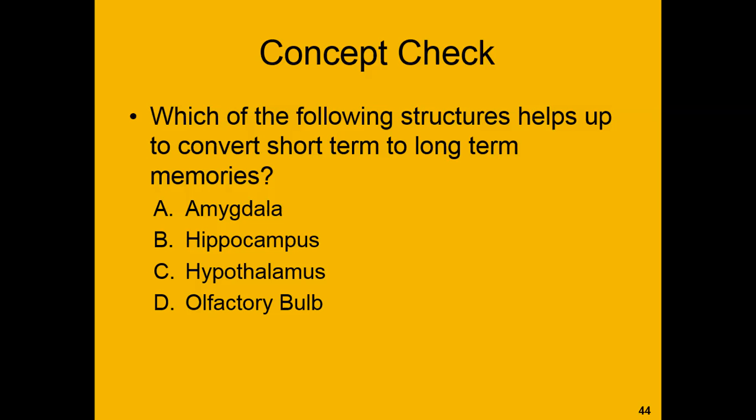So, class, concept check. Which of the following structures helps to convert short-term to long-term memories? Is it the amygdala, hippocampus, hypothalamus, or the olfactory bulb? Go ahead and rewind the video to get me an answer. If you need to check your notes, textbook, go ahead. That's totally fine. Pause the video right now. 5, 4, 3, 2, 1. The correct answer is B, hippocampus. The hippocampus aids with converting short-term to long-term memories.